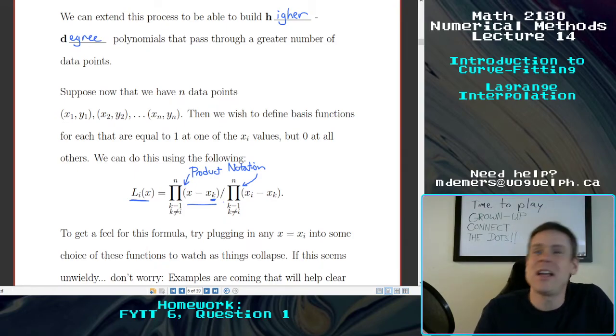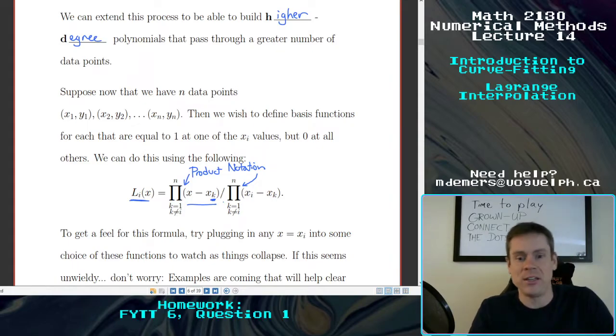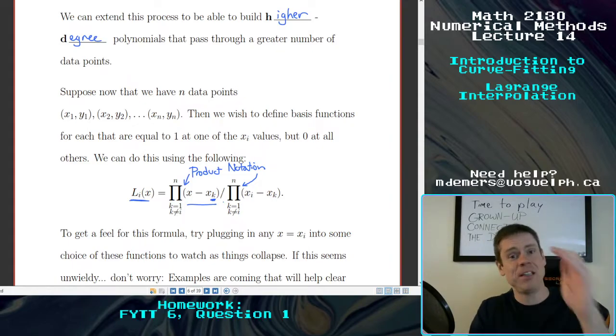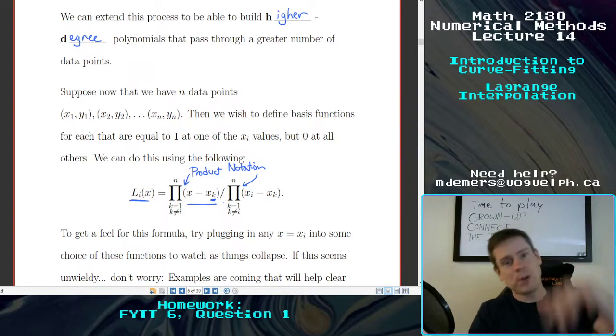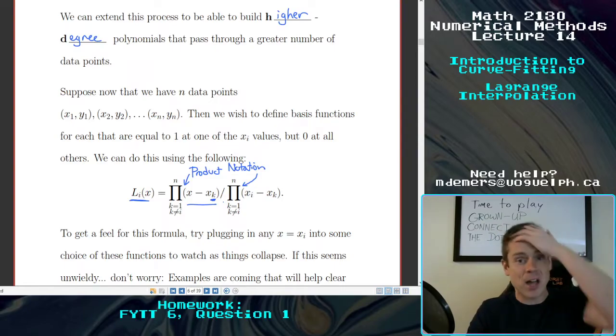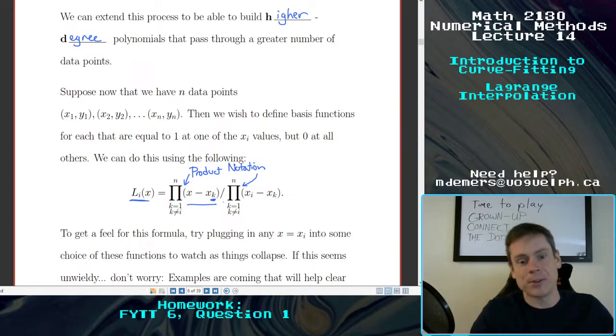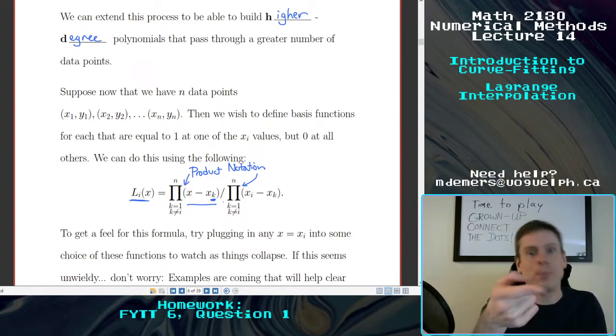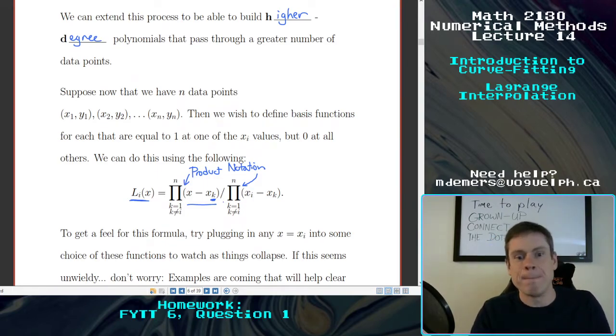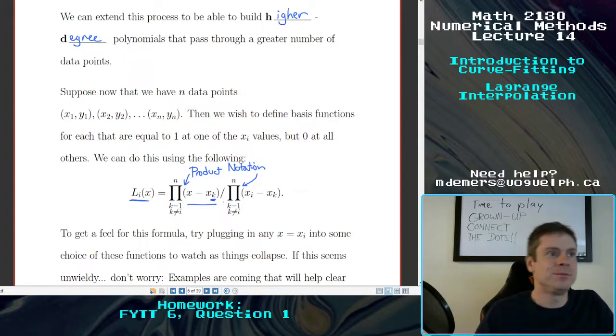And it's really not that much harder. We're going to do an example and you'll see. And you can get a feel to see that these formulas create the very same sort of spirit of those basis functions that we saw in those first examples. So it's kind of fun to test these out and test out plugging in, say, one of the x values and watch the whole thing collapse down.